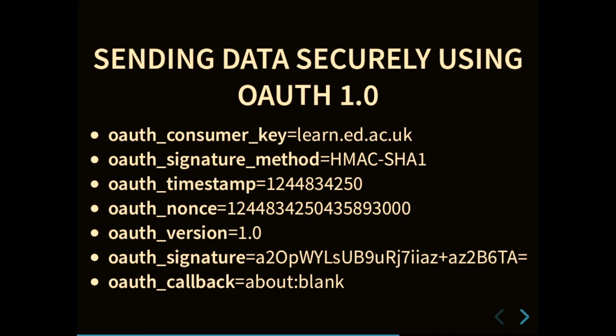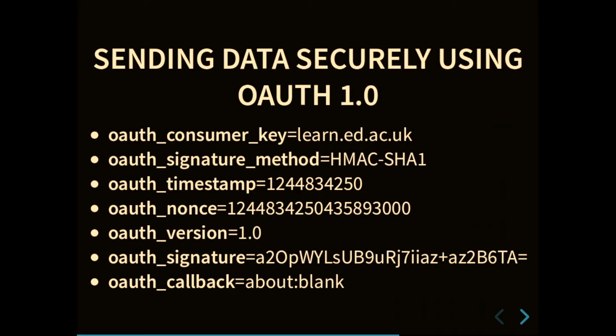We would pass across the consumer key. Again, we normally set it to learn.ed.uk. It doesn't matter what you set it to as long as it's secure. We would specify the signature method, which in most situations for OAuth 1 is HMAC SHA-1. We would also specify an OAuth timestamp. This tells you when the signature was generated. Usually this is a Unix timestamp, so that means the number of seconds that have happened since, I think, the 1st of the 1st, 1970.